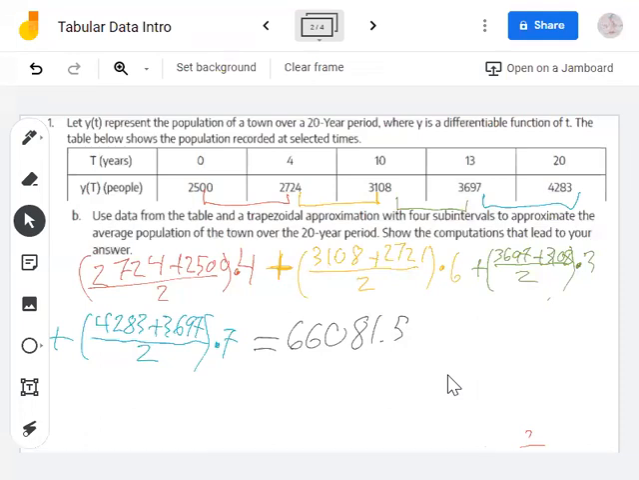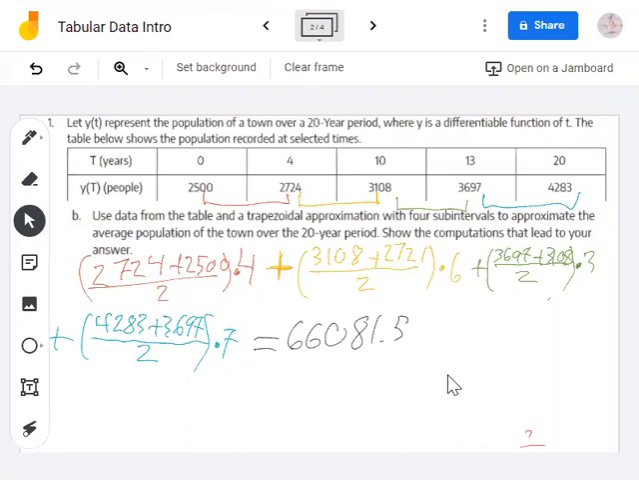This is the total area. This is the approximate area, the trapezoidal approximation of the area underneath y of t, people per mile. That's not everything we need. We want to try and find the average population. Well, y of t is population. Divide by the 20.